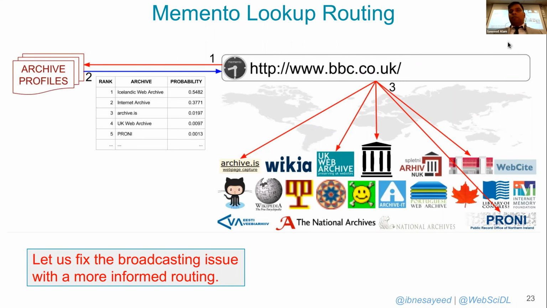Suppose we have the MementoMap framework, how will it work? The request that we send to MemGator for bbc.co.uk, instead of broadcasting to all archives, it can look into the profiles of all these web archives and create a ranked ordered list of web archives based on their likelihood of finding good results there. And then MemGator can choose just a few top archives and request there.